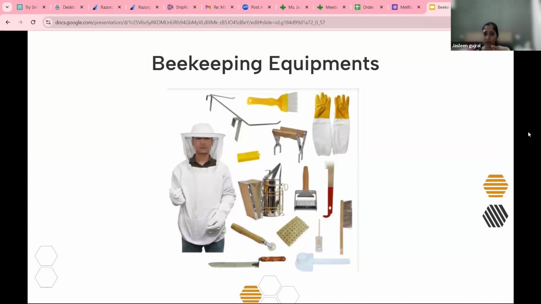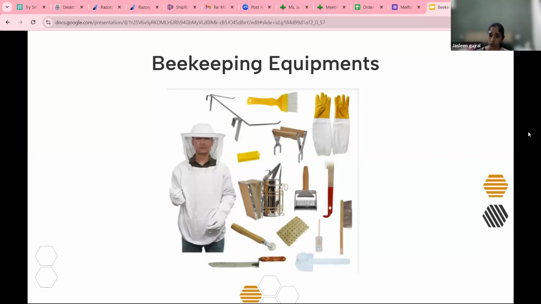Then the red one you see is the beehive tool, which helps you to remove the hive, because the propolis or the resin which the bees extract gets collected together and the hive sticks together. Next is the bee brush. The bee brush is used during the harvesting time when you're harvesting the honey. When you take out the hive, there are lots of bees around it. In order to remove them, we use the bee brush, which has very soft hair, like horse hair, so that it doesn't pinch the bees.